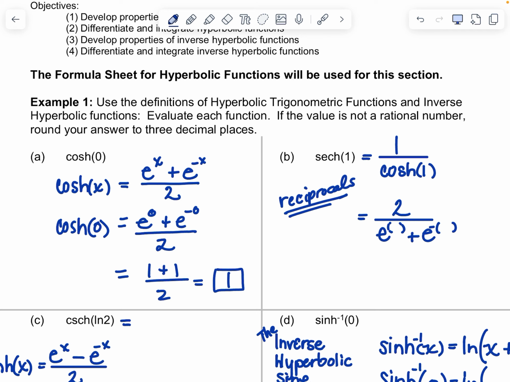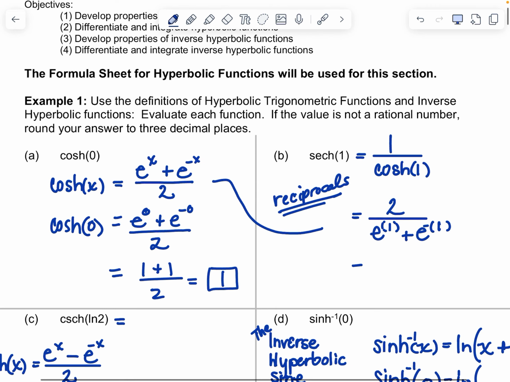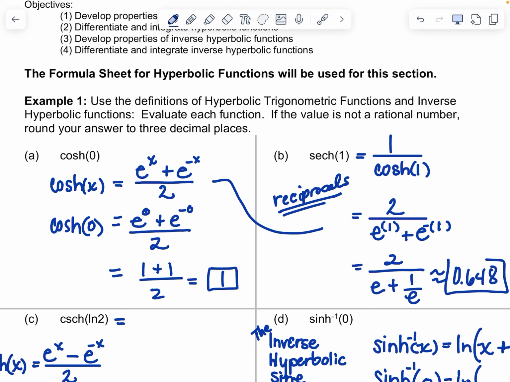Then we have the hyperbolic secant, and you can refer to your formula sheet, but that is the reciprocal of the cosh. So what I did is I just flipped it. You can see how it's 2 over e to the x; I'm just going to put a 1 in here and here. I'm going to use a calculator, because you're going to end up with 2 over e plus 1 over e. You can actually simplify this complex fraction, but for the sake of what we're doing, we're just going to say that's 0.648. So we get our answer right here.